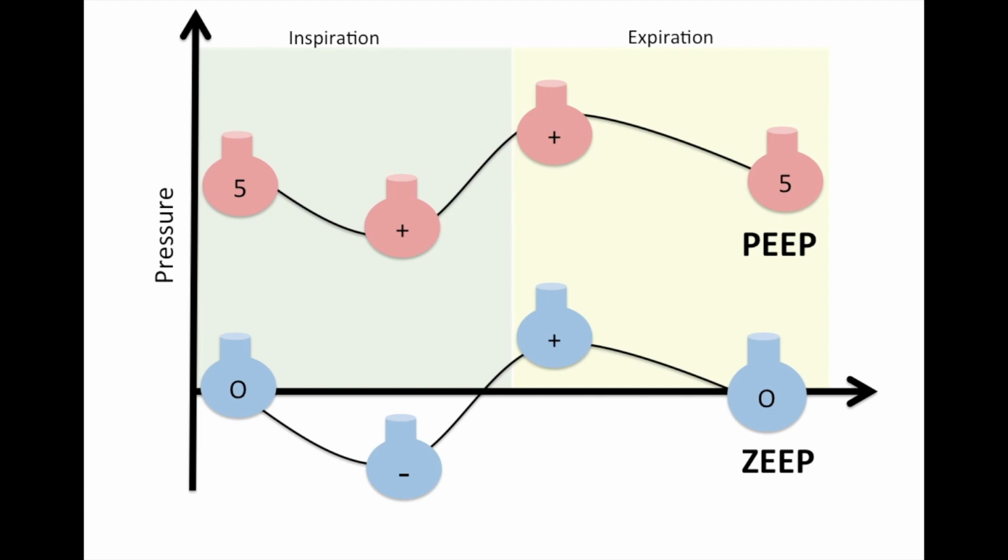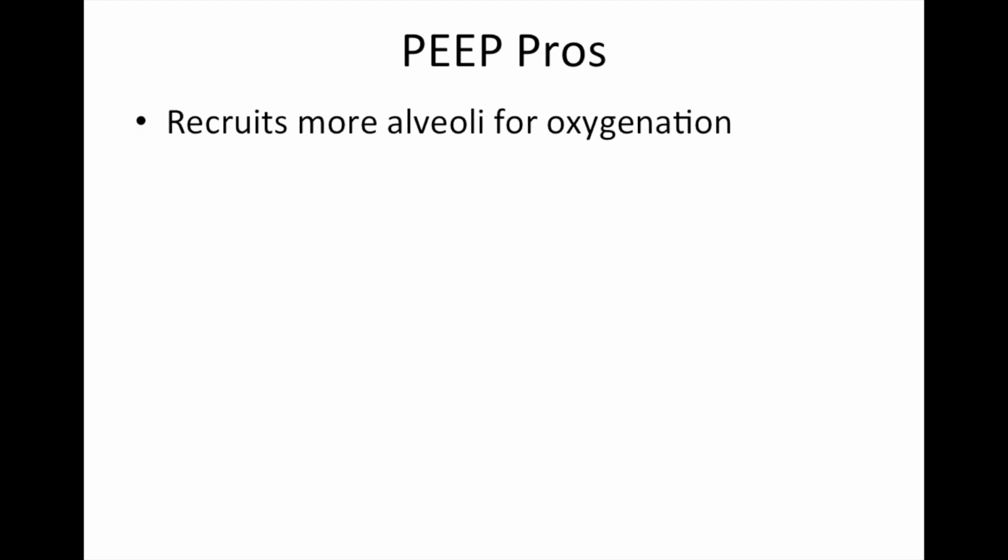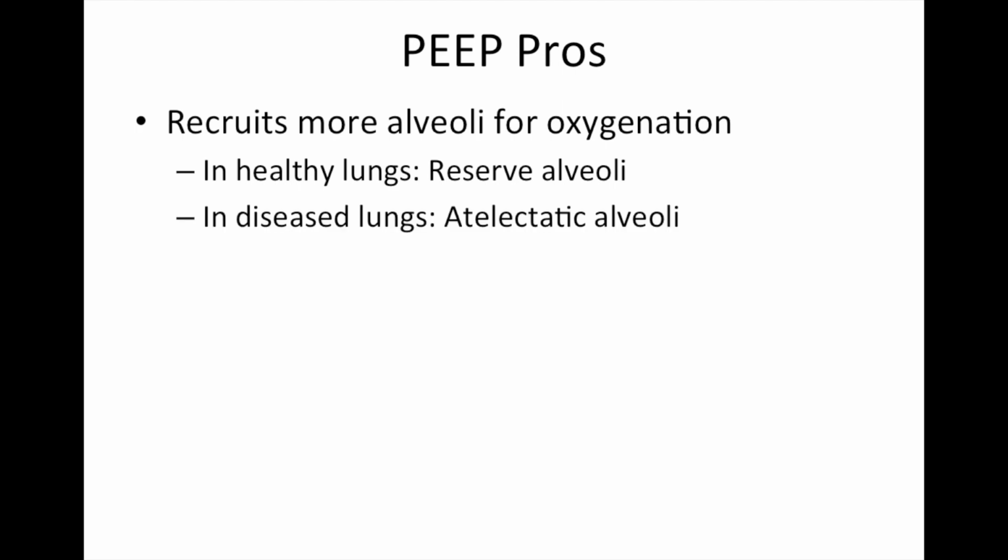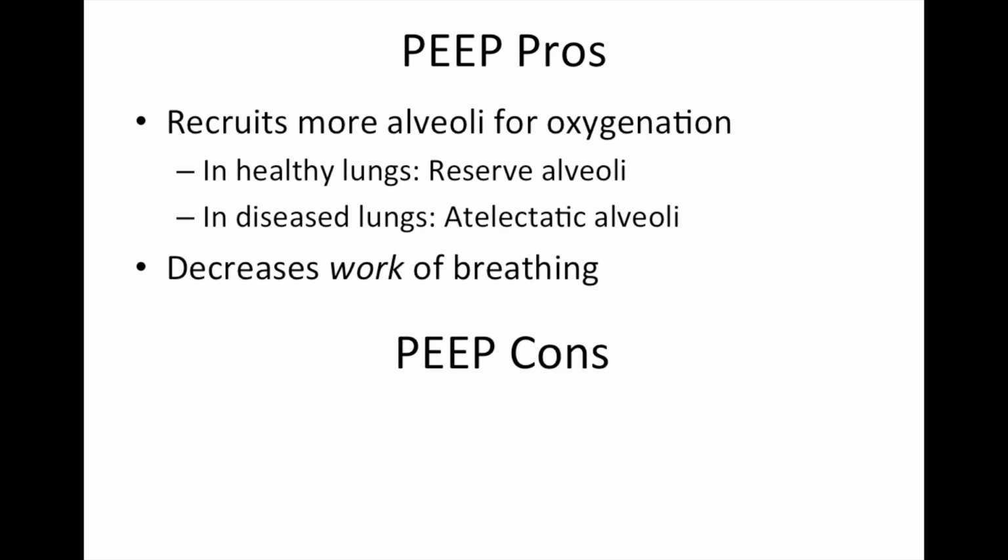This is helpful in ventilated patients for a few reasons. PEEP helps recruit more alveoli available for oxygenation. In the healthy lungs, this could open reserve alveoli, and in the diseased lung, it can open atelectatic alveoli. PEEP also decreases the work of breathing because it's easier to open an alveolus that's already open by Laplace's law. The downside of PEEP is that it creates a positive pressure in the thorax, and since venous return flows from high to low pressures, this can be bad. Because of the higher pressure in the thorax, you can get lower venous return and therefore decreased cardiac output, so we need to be careful.